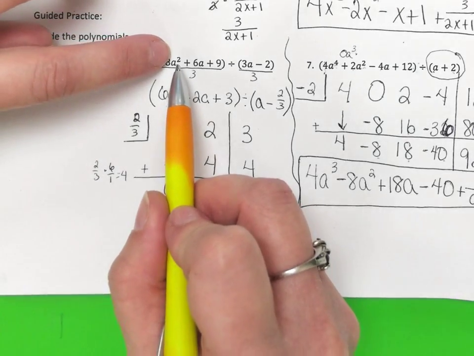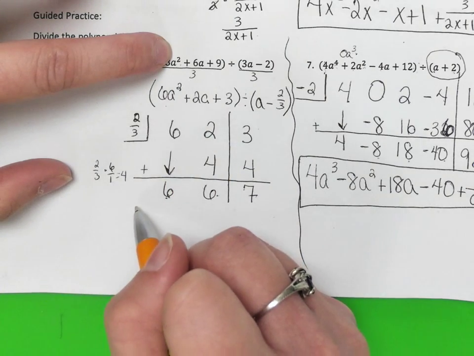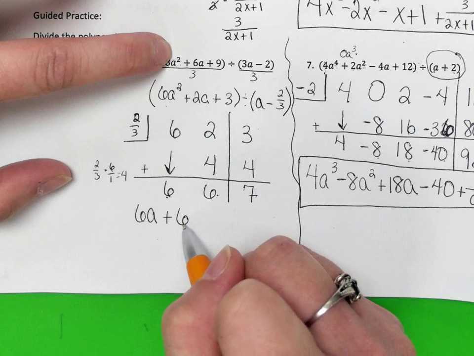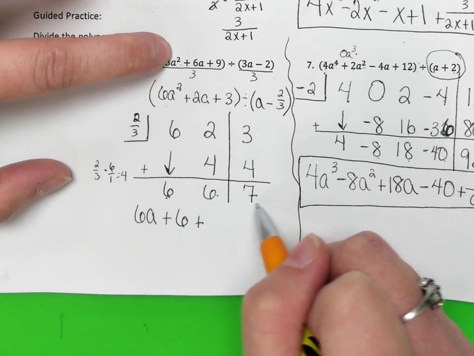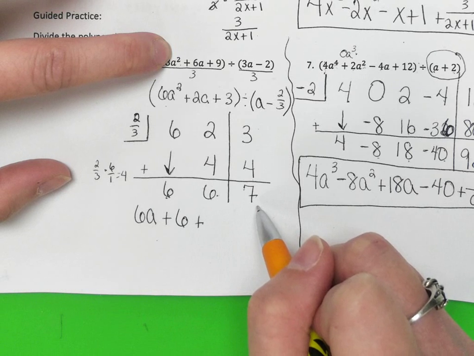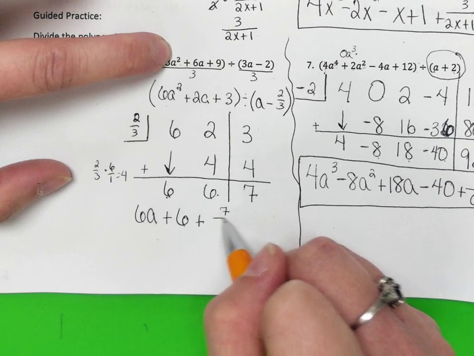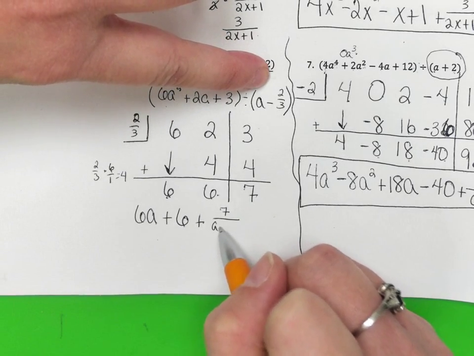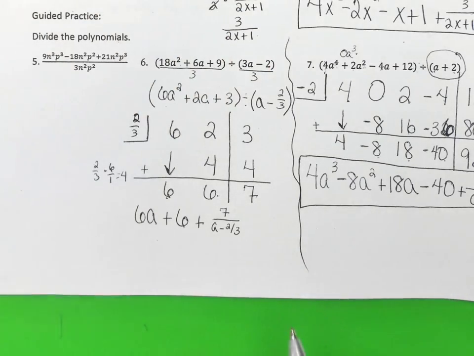All right, 1 less. What's 1 less than a squared? Just a, right? So it'd be 6a to the 1, or just a, plus 6, plus, now my little wall right here tells me this piece is my remainder. It's positive, that's why I put a plus. And then it'd be 7 over what you divided by. So a minus 2 over 3. Are y'all okay with that so far?